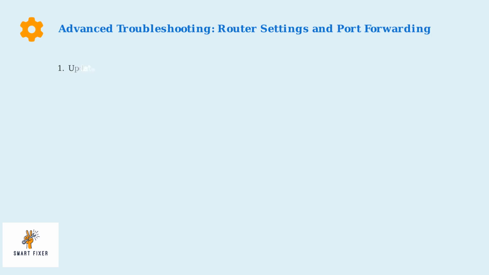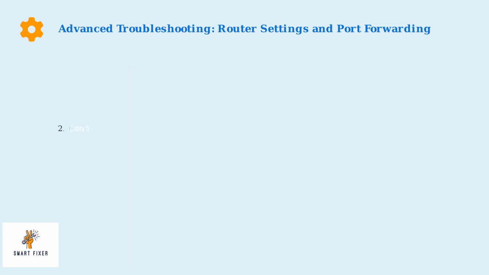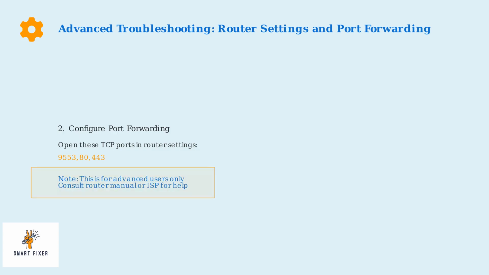When basic troubleshooting steps fail, you may need to access your router settings. First, ensure your router firmware is up to date by logging into your router's admin panel and checking for available updates. Some users may need to configure port forwarding in their router settings. The necessary TCP ports for Google Nest Cam are 9553, 80, and 443. This step is intended for advanced users and may not be necessary for everyone. Always consult your router's manual or contact your ISP for assistance with port forwarding configuration.